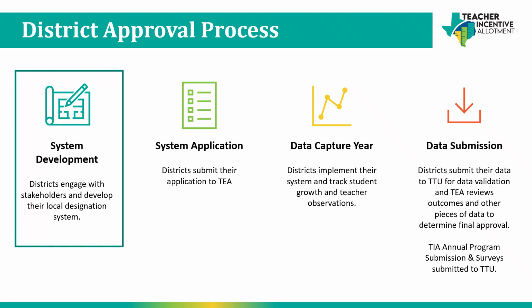Now we're going to move on to a more narrow view, so we can just talk about this year in particular. So system development, that's where you are right now. How are you going to engage with stakeholders? How are you going to develop your local designation system? What kind of student growth measures do you want to use? Which teaching assignments do you feel like you already have valid and reliable student growth measures for?